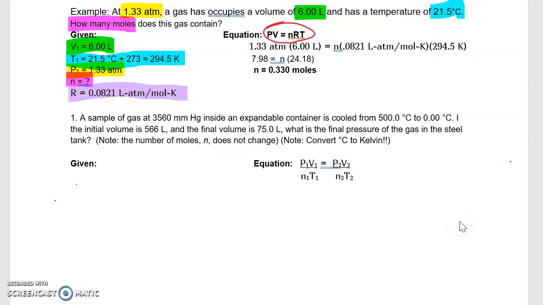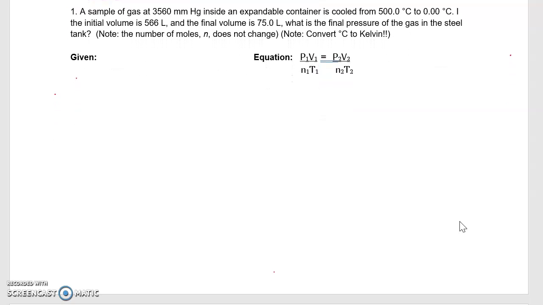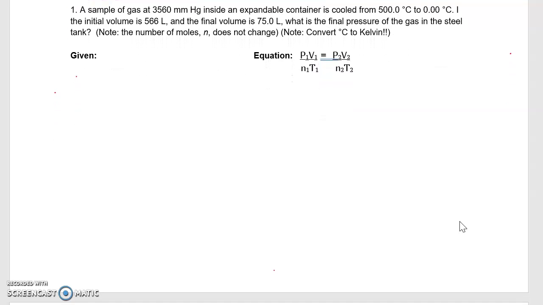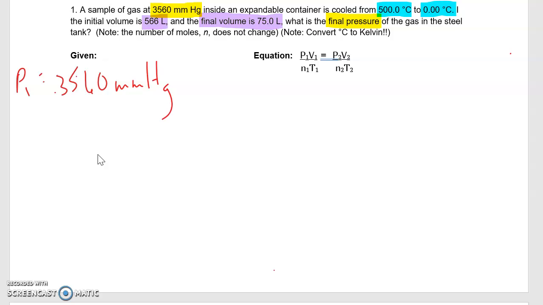That is a PV=nRT problem, and now I want to look at a combined gas law problem. And so that's going to use variables of more than one pressure or more than one volume or more than one temperature, and you have to figure out one of those. So let's start by writing down what is given. I went ahead and highlighted the information that is given, and now I'm going to write it down. So I have 3,560 millimeters of mercury. And the tricky thing is you have to know that that stands for pressure. So that is my P1. And then I have another, final pressure. It says, what is the final pressure? So that is my unknown.